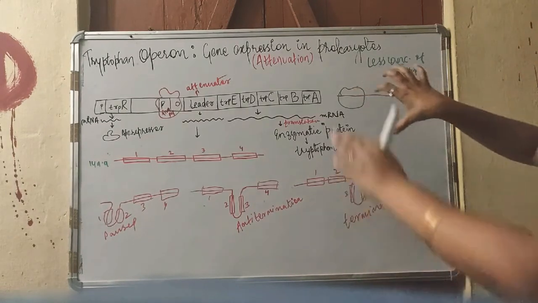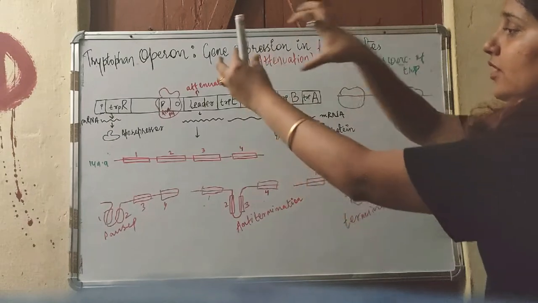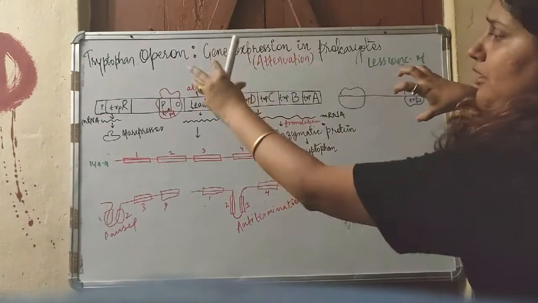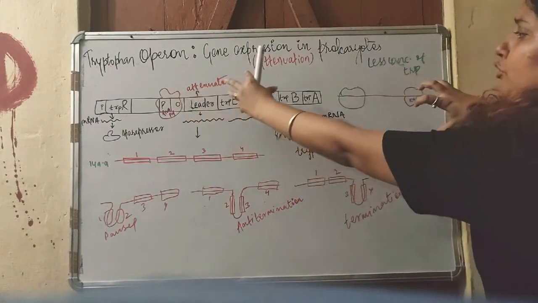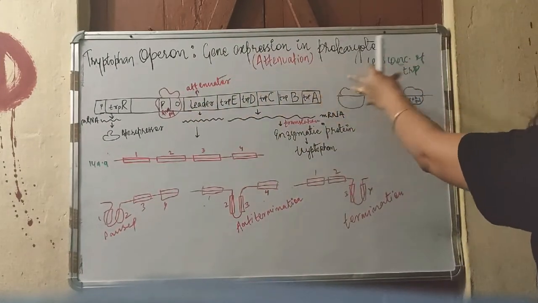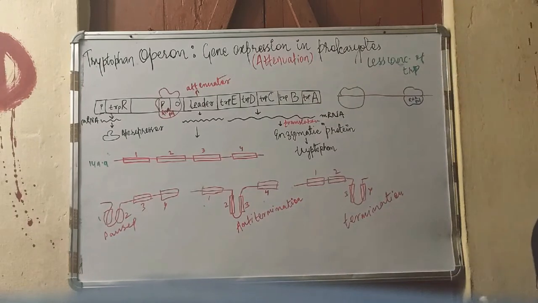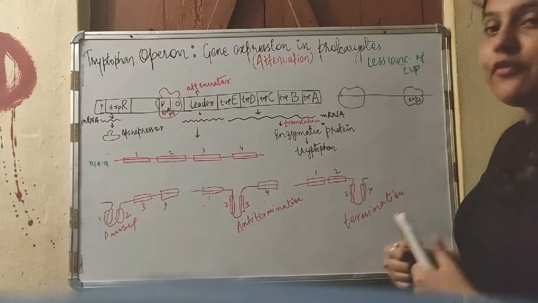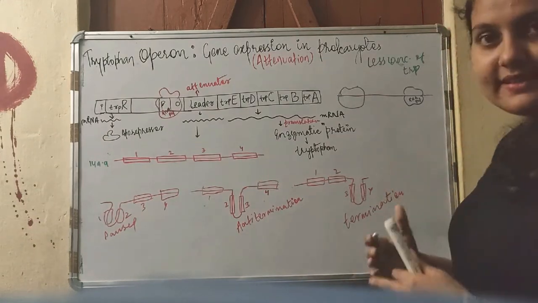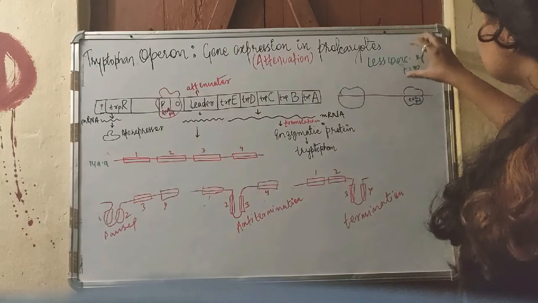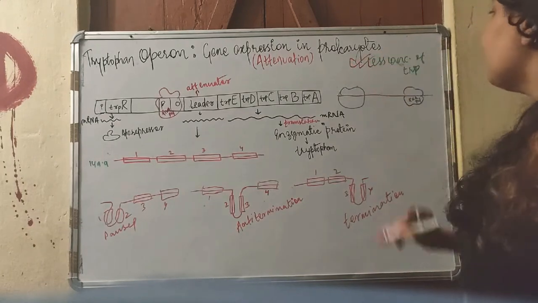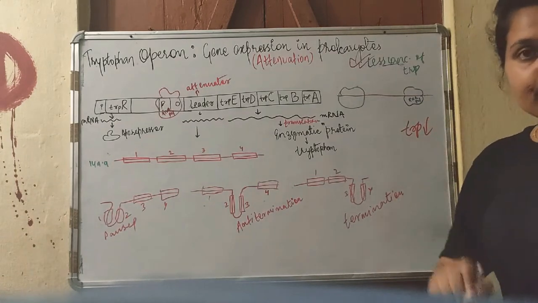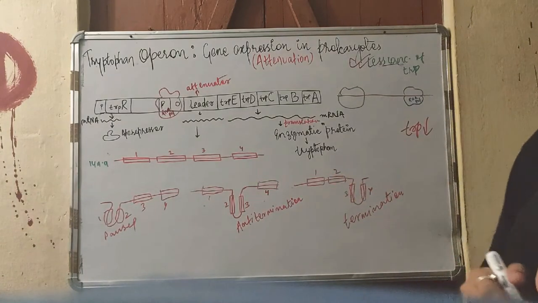My RNA polymerase is somewhere here, it has synthesized the mRNA up to here. At the same time, the ribosome is sitting, and it will also continue to move along. This is the scenario. Now coming to the cases, if there is a low concentration of tryptophan, what happens when the tryptophan is low?